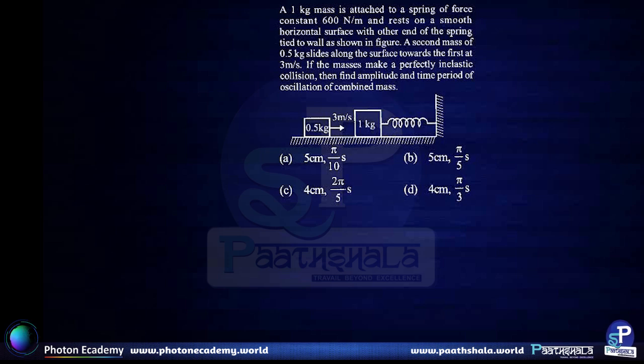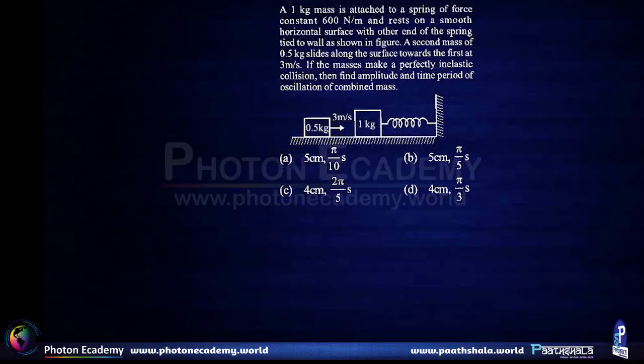A 1 kilogram mass is attached to a spring of force constant 600 newtons per meter and rests on a smooth horizontal surface with the other end of the spring tied to a wall as shown in the figure. A second mass of 0.5 kilograms slides along the surface towards the first at 3 meters per second. If the masses make a perfectly inelastic collision, then find the amplitude and time period of oscillation of the combined mass.